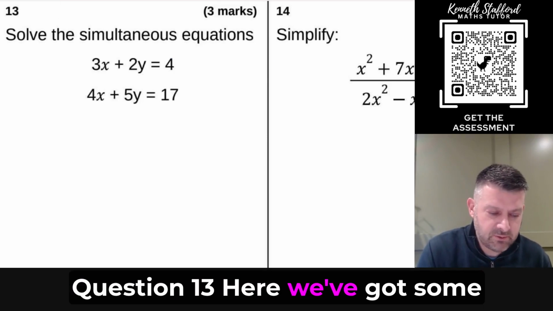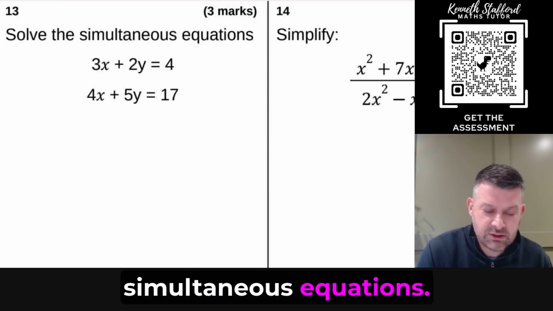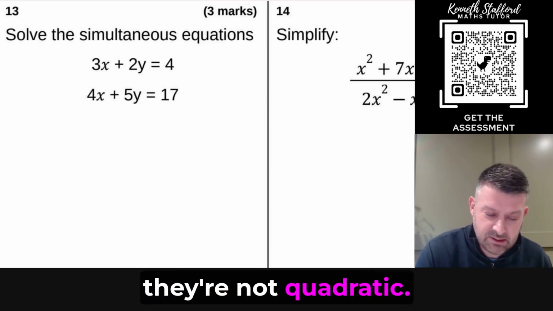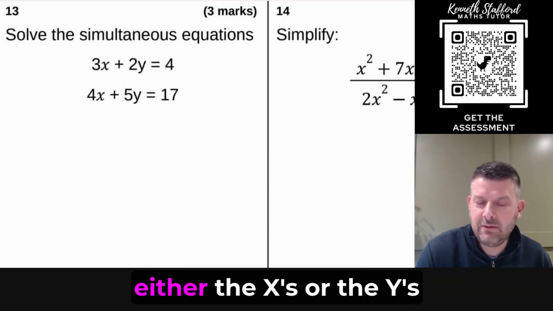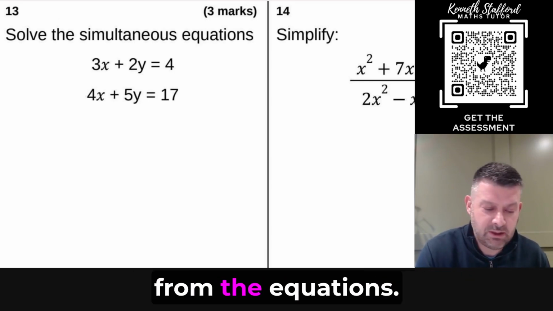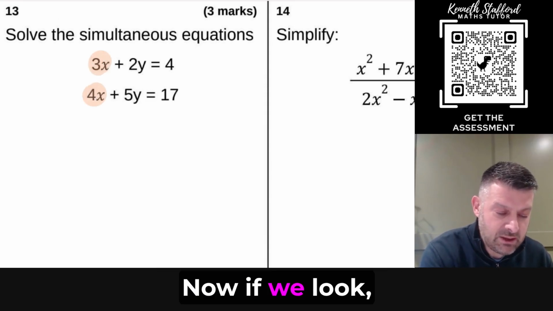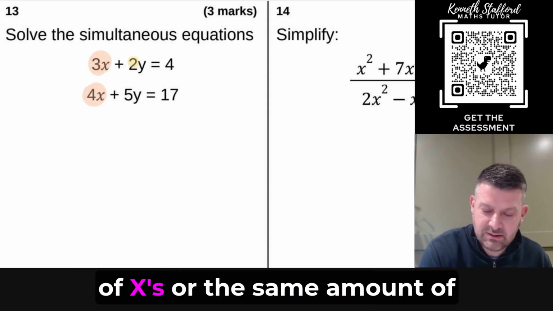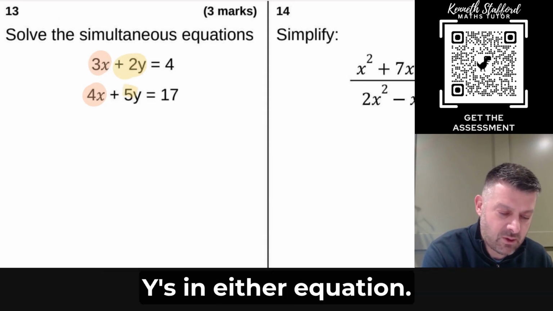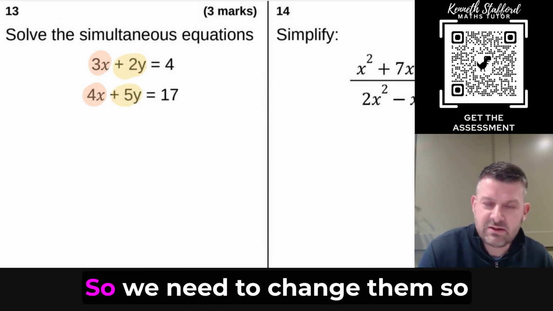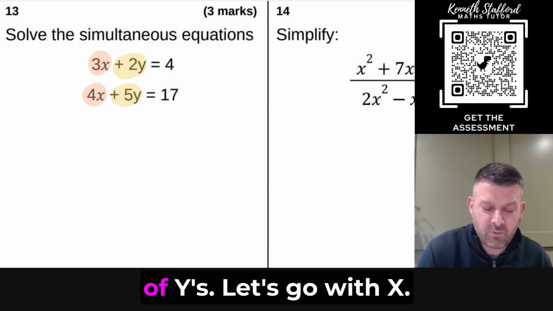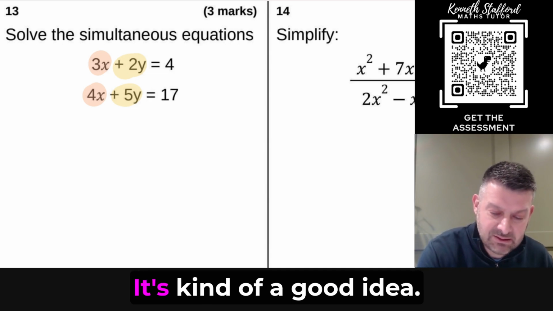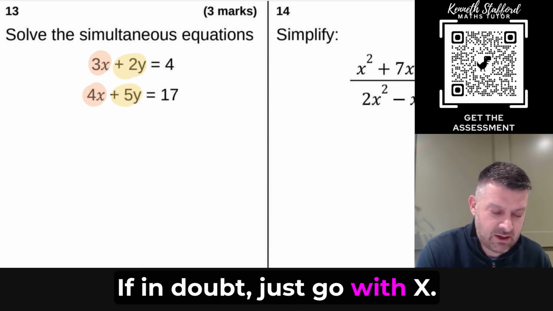Question 13 here, we've got some simultaneous equations. They're linear, they're not quadratic. And the method I tend to use for this is we're going to eliminate either the x's or the y's from the equations. Now, if we look, we haven't got the same amount of x's or the same amount of y's in either equation. So we need to change them so they've got the same number of x's in them or the same number of y's. Let's go with x. If in doubt, just go with x.